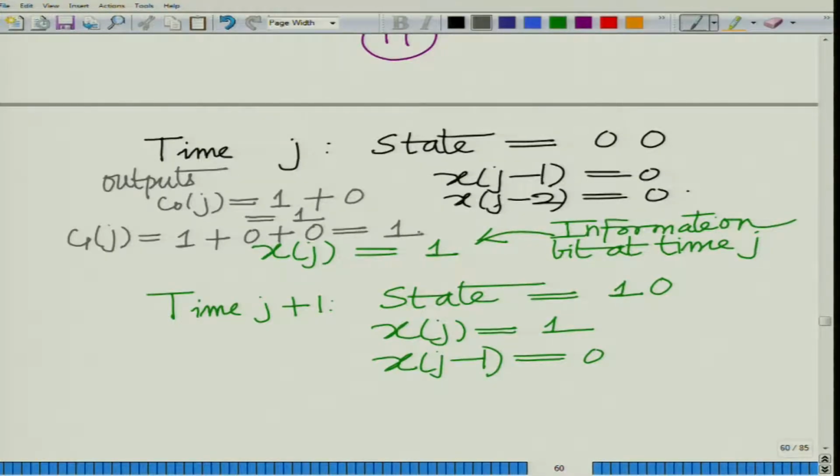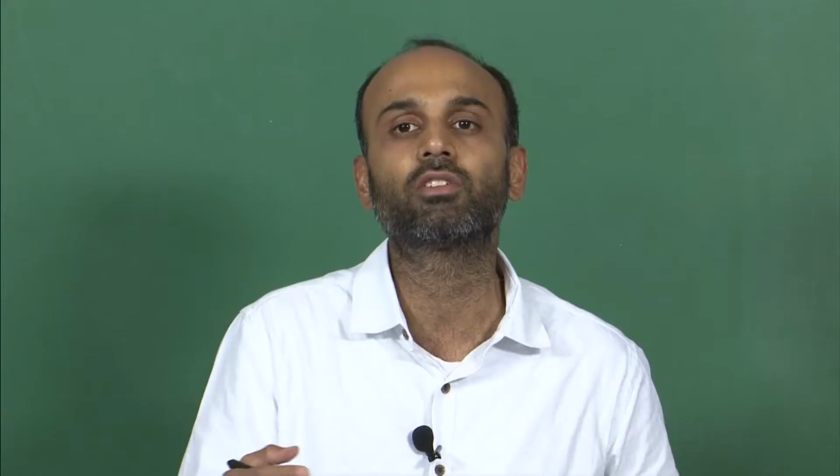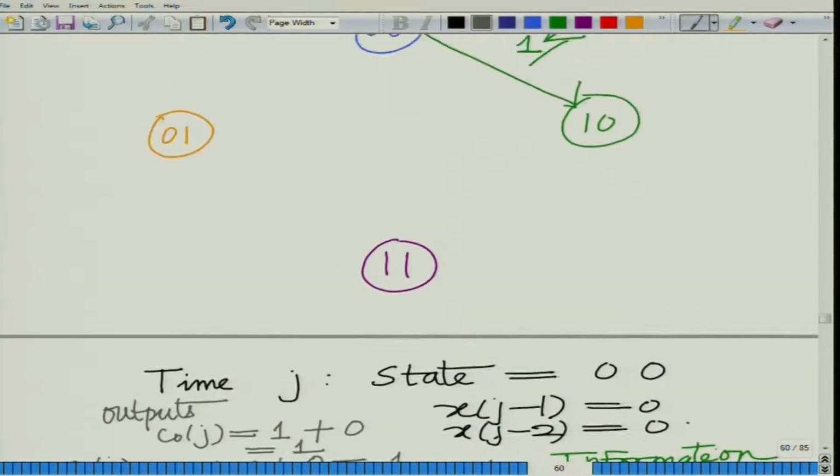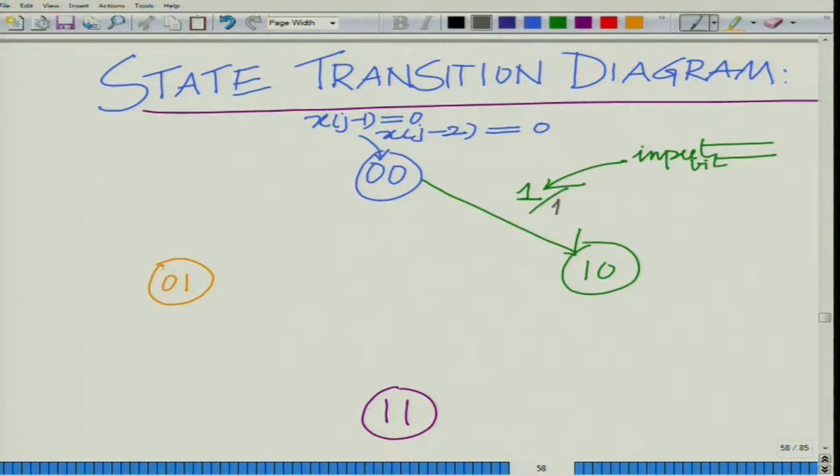We know the current information input bit, and we know the state, which means we know xj minus 1 and xj minus 2. Therefore, we can generate the code bits, and in this case both code bits are 1. So corresponding to input bit 1, we generate the code bits 1 1. This is code bit 0 of j, this is code bit 1 of j. So in state 0 0, on arrival of 1, it transitions to 1 0 and generates 1 1.